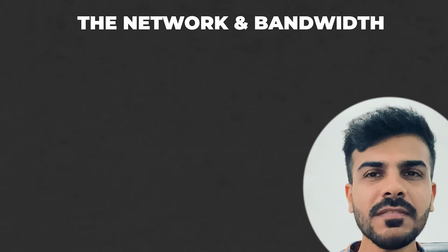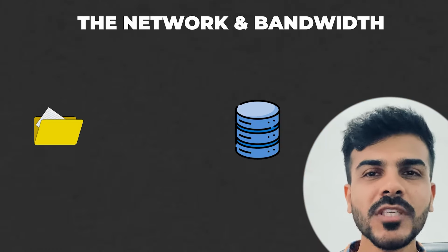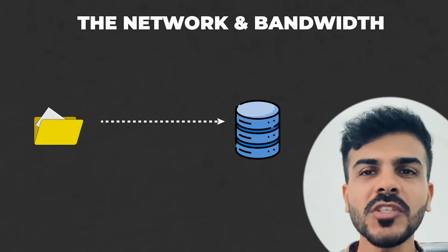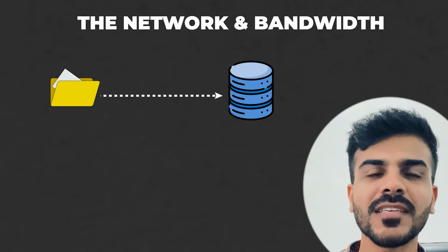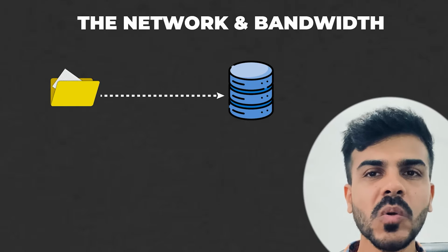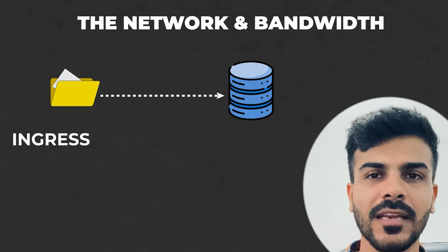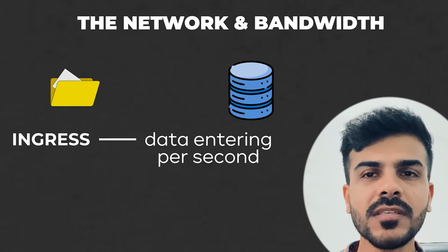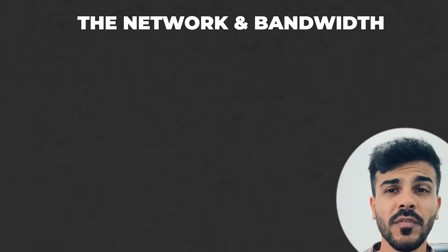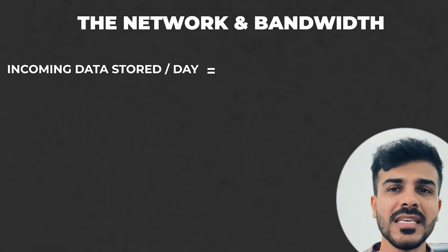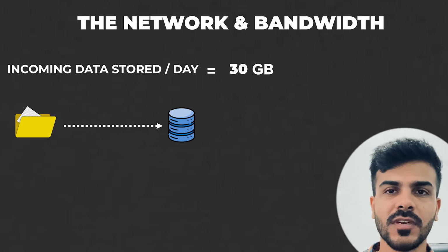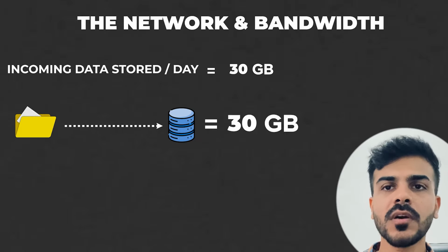Next, let us estimate the network and the bandwidth. Effectively, we want to figure out how much data flows in and how much data flows out of our system every second. Let's take a look at the data flowing in. It is also called ingress, technically. This is the data that enters our system every second. We already know that the total amount of data stored in a day is around 30 gigabytes. Therefore, the data flowing into our system every day is also 30 gigabytes.